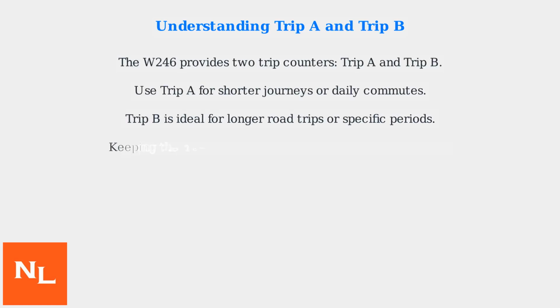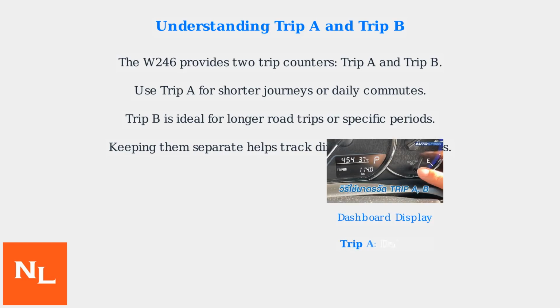The W246 provides two trip counters, Trip A and Trip B. Use Trip A for shorter journeys or daily commutes. Trip B is ideal for longer road trips or specific periods. Keeping them separate helps track different aspects of your driving habits.